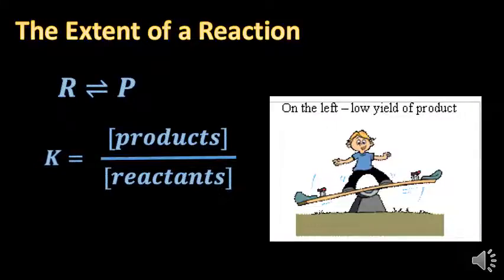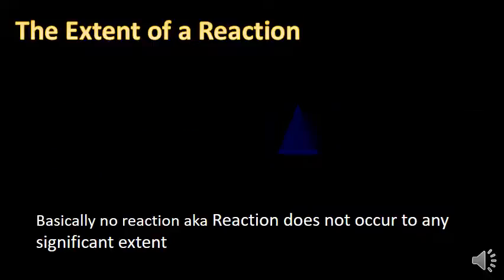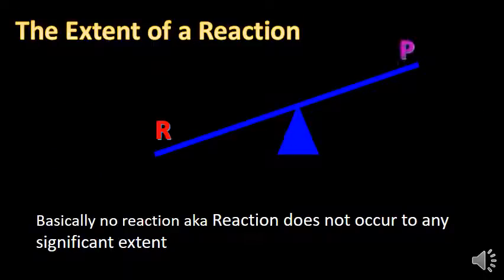Now, when K is very small, what's true about this? Reactants are much greater, and reactants sort of run the show in this case. K is much smaller than 1, and we have a low yield of product. And so our teeter-totter would look like this, showing the big fat kid on the R side of the teeter-totter.